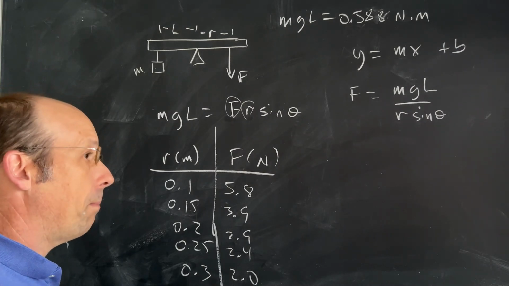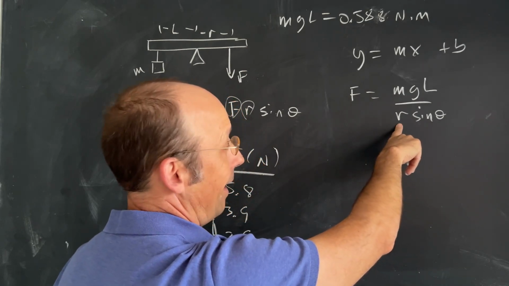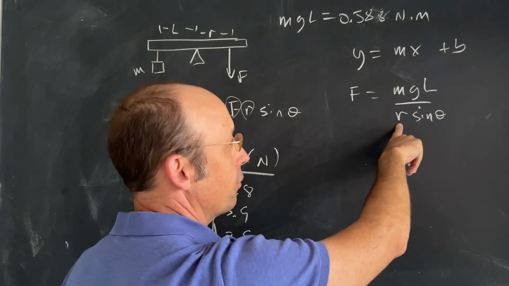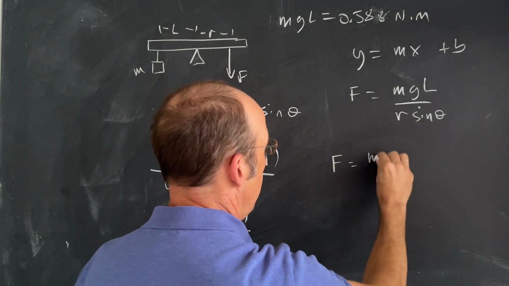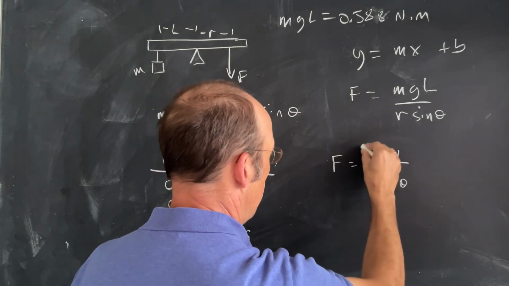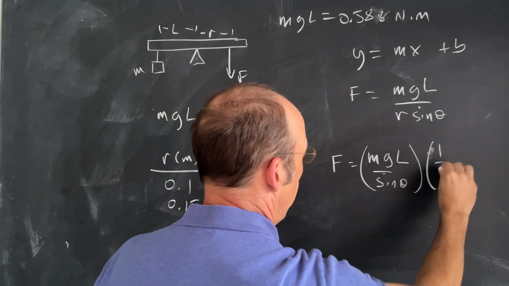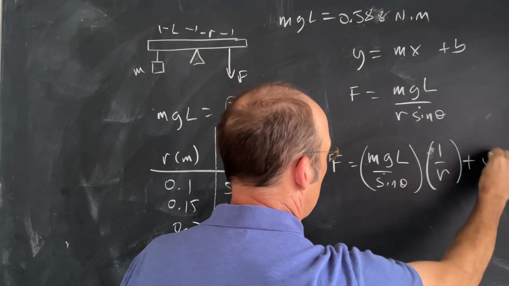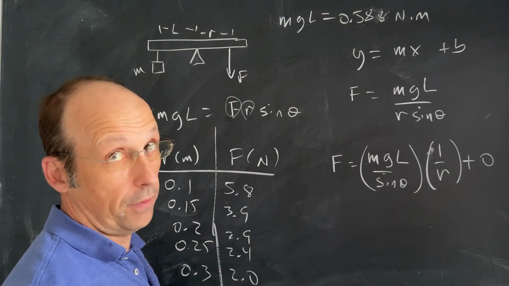And I want to change r, but you can see that r is in the denominator, and I can't deal with that. So let me just rewrite this equation in a slightly different way. F equals mgl over sine theta, parentheses, 1 over r, plus 0. Now I do have it in the form of a linear equation.